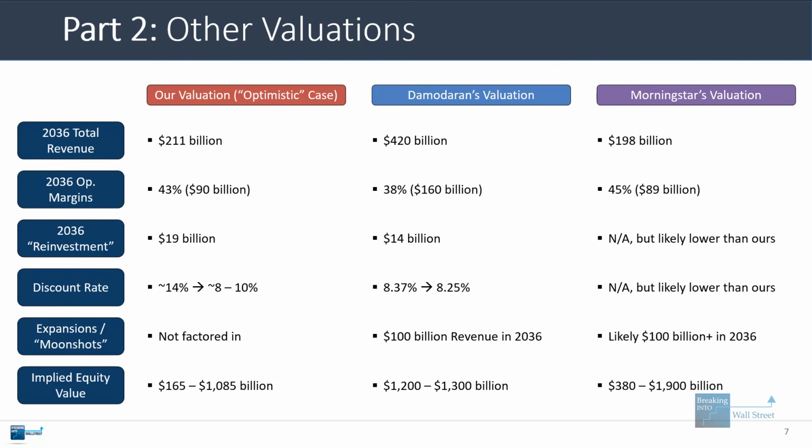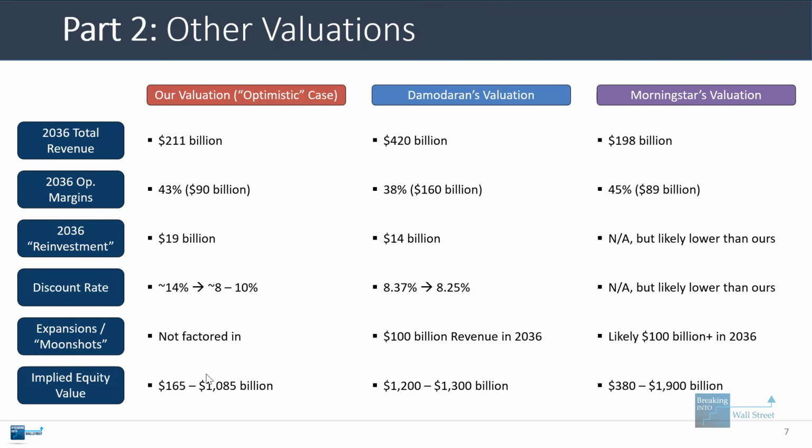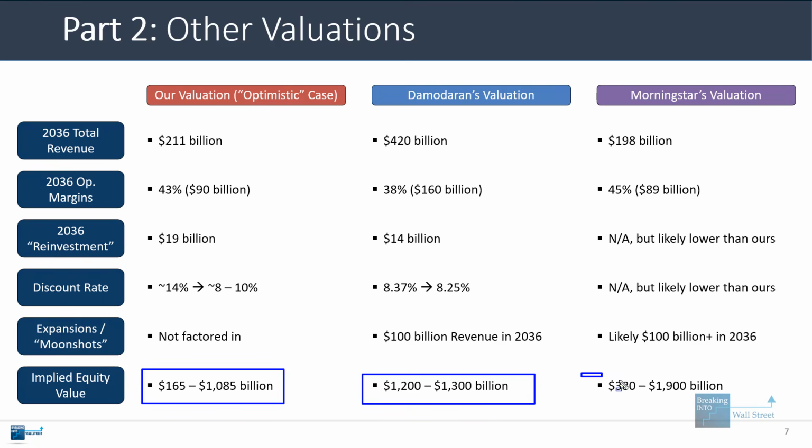And then both of these other valuations also factor in expansion opportunities or moonshots from things like asteroid mining and moon bases and lunar tourism and orbital data centers and things like that. The bottom line is that we do get to the lowest valuation of all these. I put it in this 165 billion to 1.1 trillion range roughly. Damodaran has it more in the 1.2 to 1.3 trillion range, and then Morningstar has an even wider range than us, about 380 billion to 1.9 trillion, although they peg the actual value at around 780 billion in theirs.